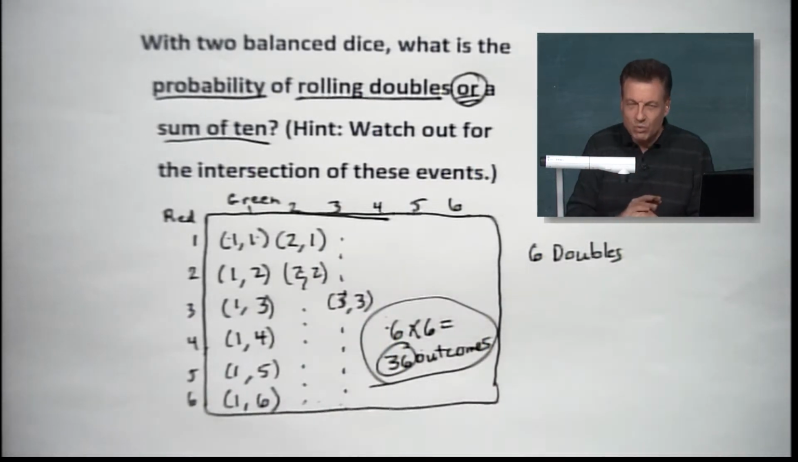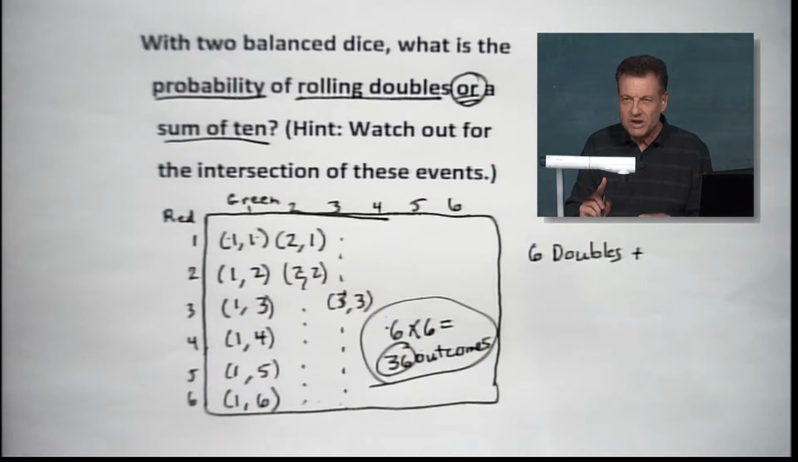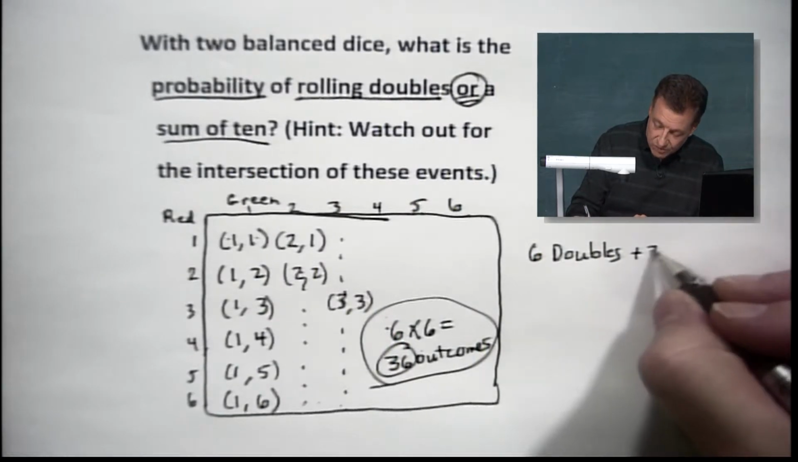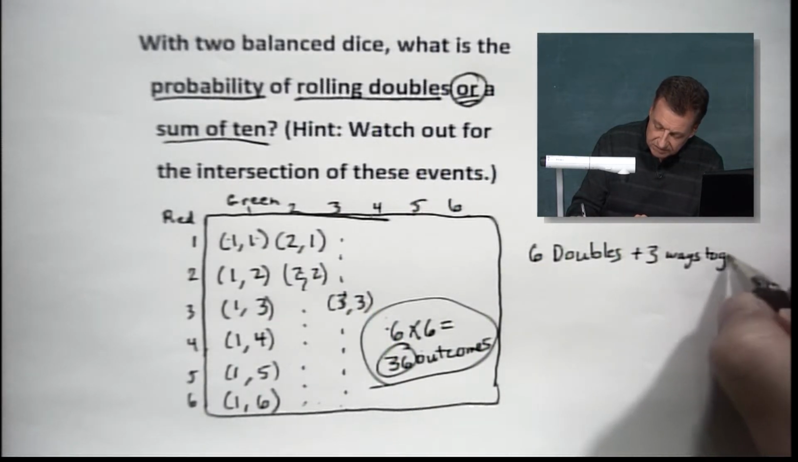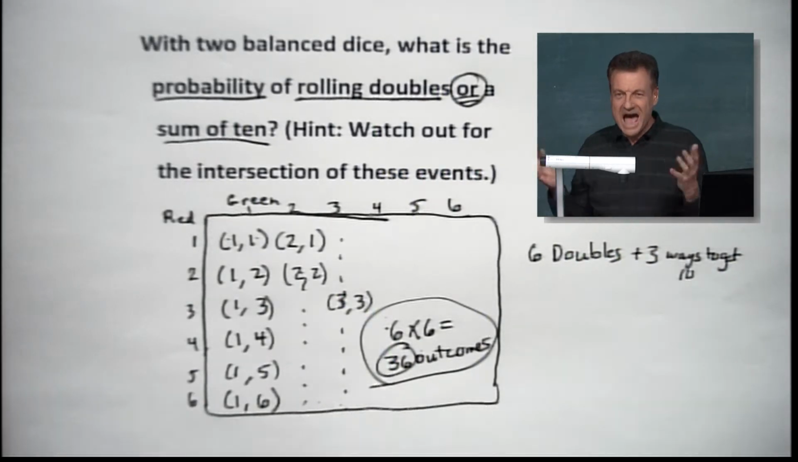How many ways can we get 10? Let's look at the ways to get 10. We got 3 ways. Wouldn't that be 6 and 4? 4 and 6. Don't forget that. And 5 and 5. So we've got 3 ways to get 10. And I'm about to run out of room, aren't I? Well, if we add that up, we got 9, right?